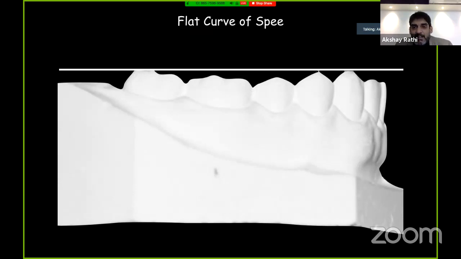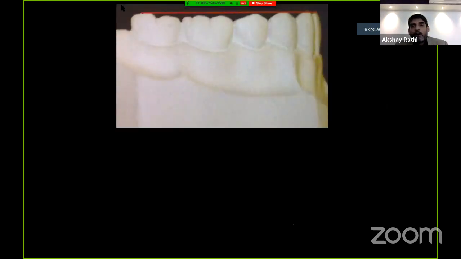So the maximum distance that you get might be with respect to the canine in some dentitions, and it might be with respect to the premolars in some dentitions. That distance from the cusp tip of either the canine or the premolar to the flat surface is called the curve of Spee. So ideally, you should have a curve of Spee which is flat or 1 to 2 mm.